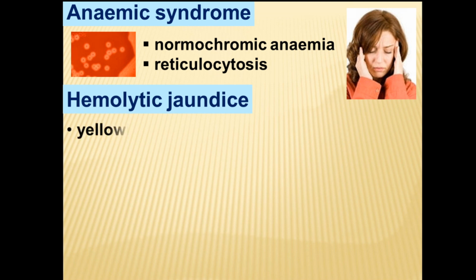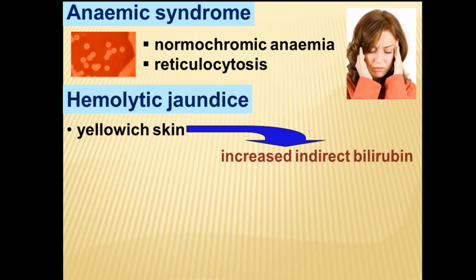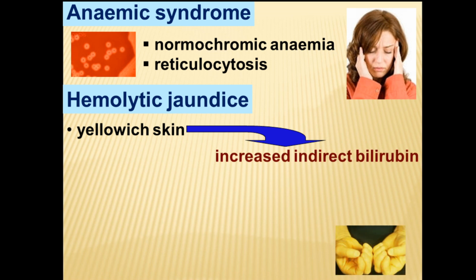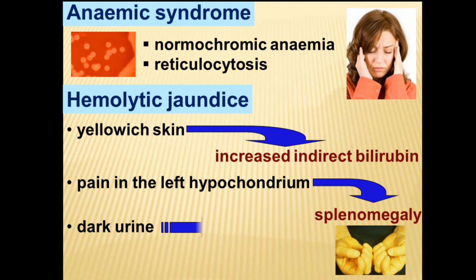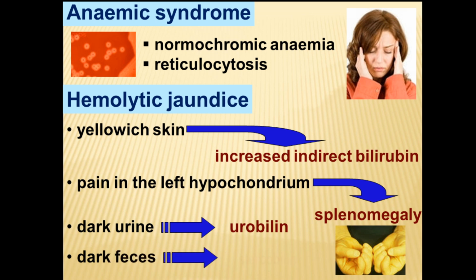Another syndrome characteristic of hemolytic anemia is hemolytic jaundice. Patients with hemolytic anemia have a specific lemon color of skin due to secondary hemolytic jaundice. The patient feels pain in the right and left hypochondrium. Pay attention to dark urine and feces due to increased formation of urobilin and stercobilin, about which we spoke some lectures ago when we studied liver syndrome.